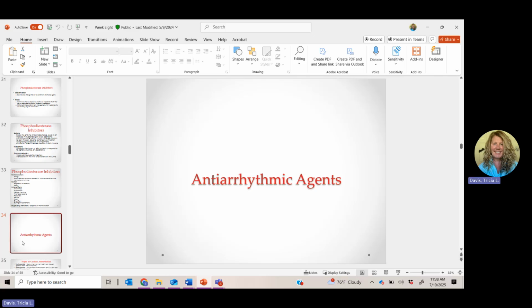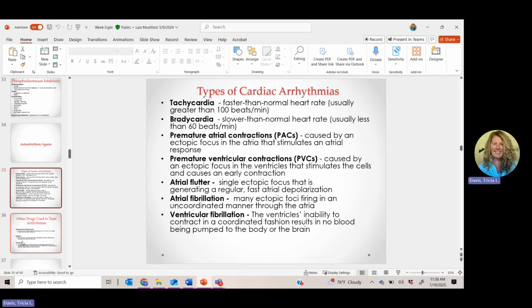All right, now we're going to talk about our antiarrhythmic agents. So, different types of cardiac arrhythmias that you need to understand. Tachycardia, we know that's a high heart rate, greater than 100. Bradycardia, slow heart rate, less than 100. Patients can develop PACs, premature atrial contractions.